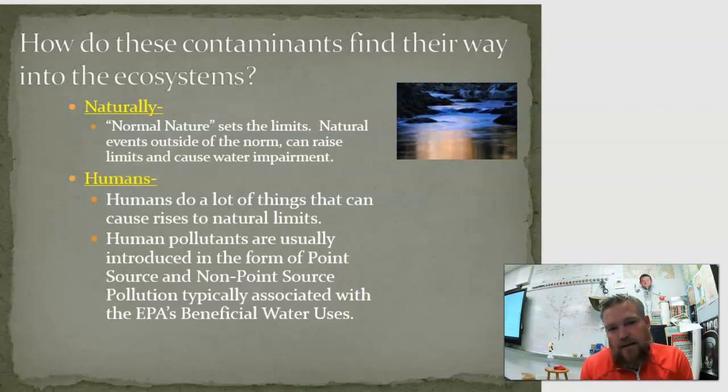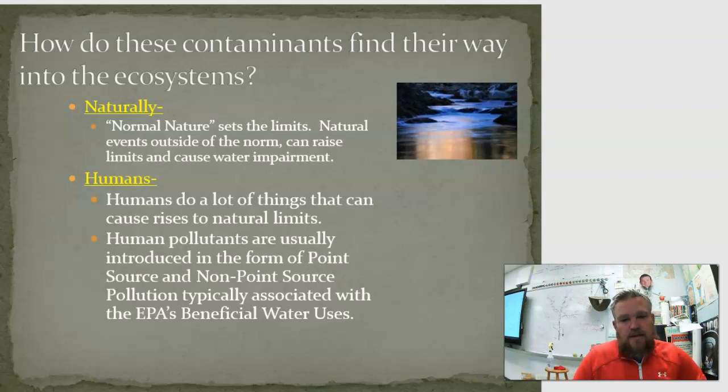The way that contaminants find their way into these water ecosystems is both naturally and from humans. Typically these limits that we have are okay, and they're the naturally set limits, but sometimes things can happen in nature that can cause those things to get out of balance, and at those times sometimes it's helpful for humans to be there to try to fix that. Then obviously there are ways that humans can be the problem, and typically the two types of pollution we look at are called point source and non-point source pollution.